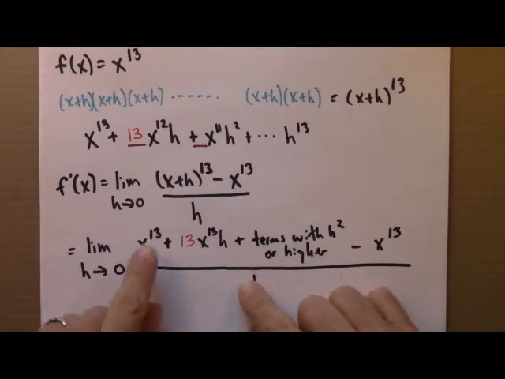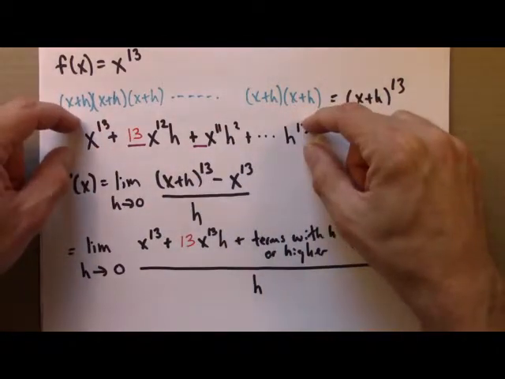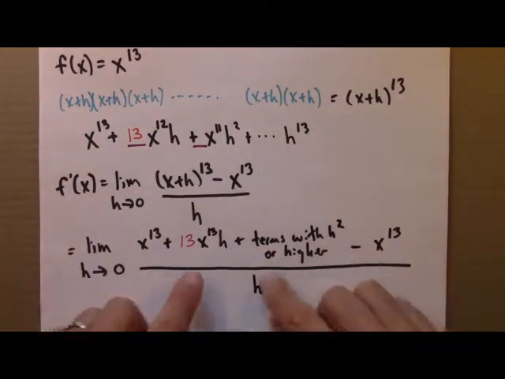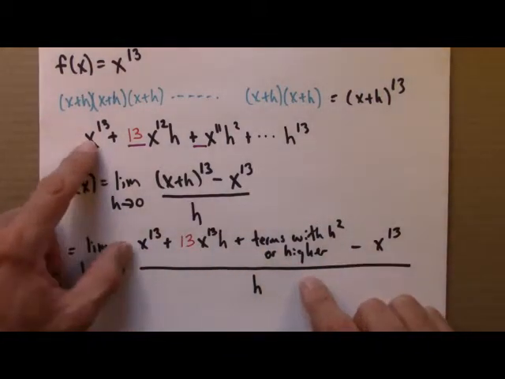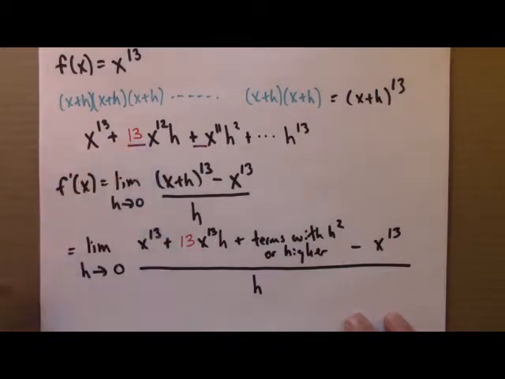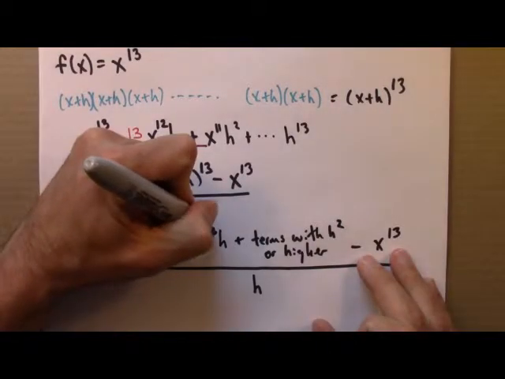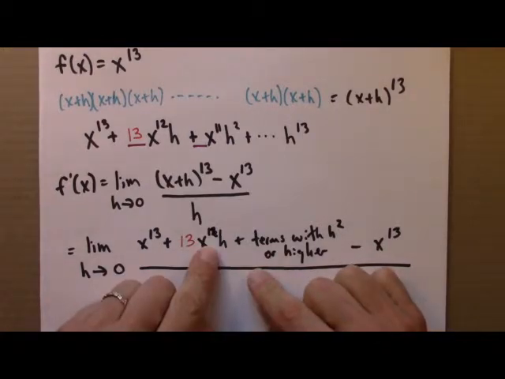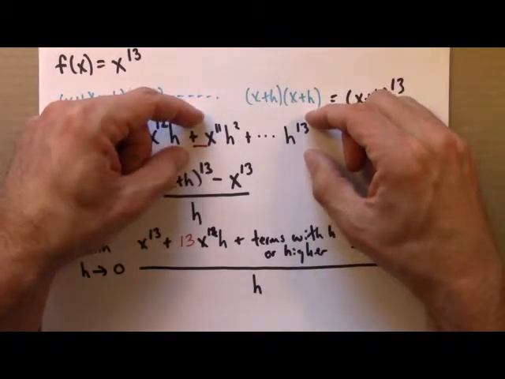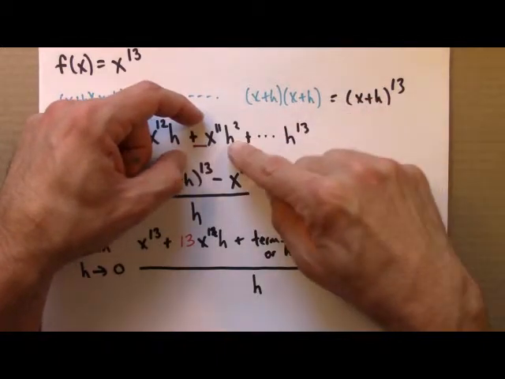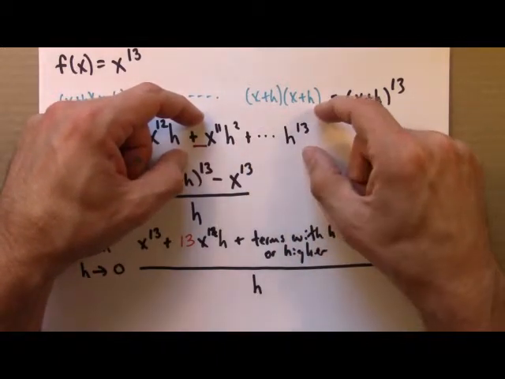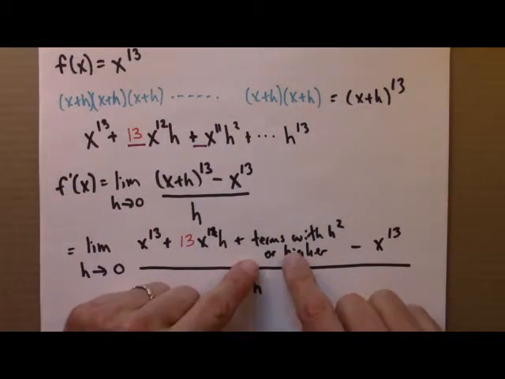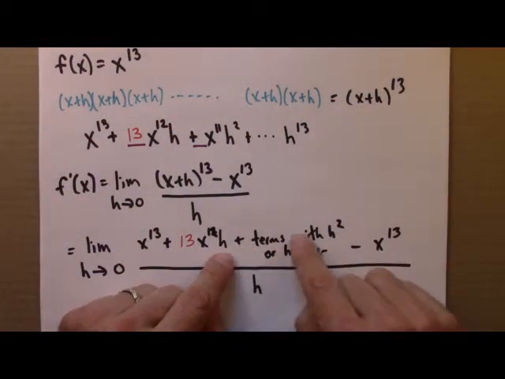Okay, so here I've plugged in this expression for (x plus h) to the 13th, but I've written it in this funny way. So we've got x to the 13, that should be x to the 12, sorry, 13 x to the 12 h, and then all of these terms in here have at least an h squared in them. H squared, h cubed, h to the 4th, all the way up to h to the 13th. So I'm going to group them all together and just say plus a whole bunch of terms with h squared or higher.